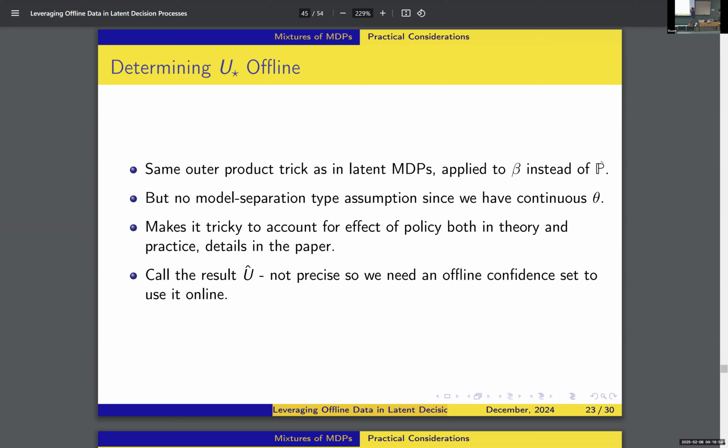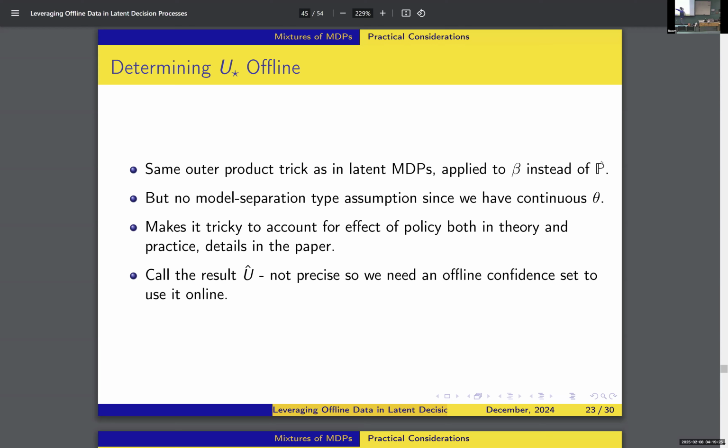And the one problem is, because of no model separation type assumptions, it does become tricky to account for the effect of the policy, both in theory and in practice. You can look at the paper for those details. That's just technical stuff.